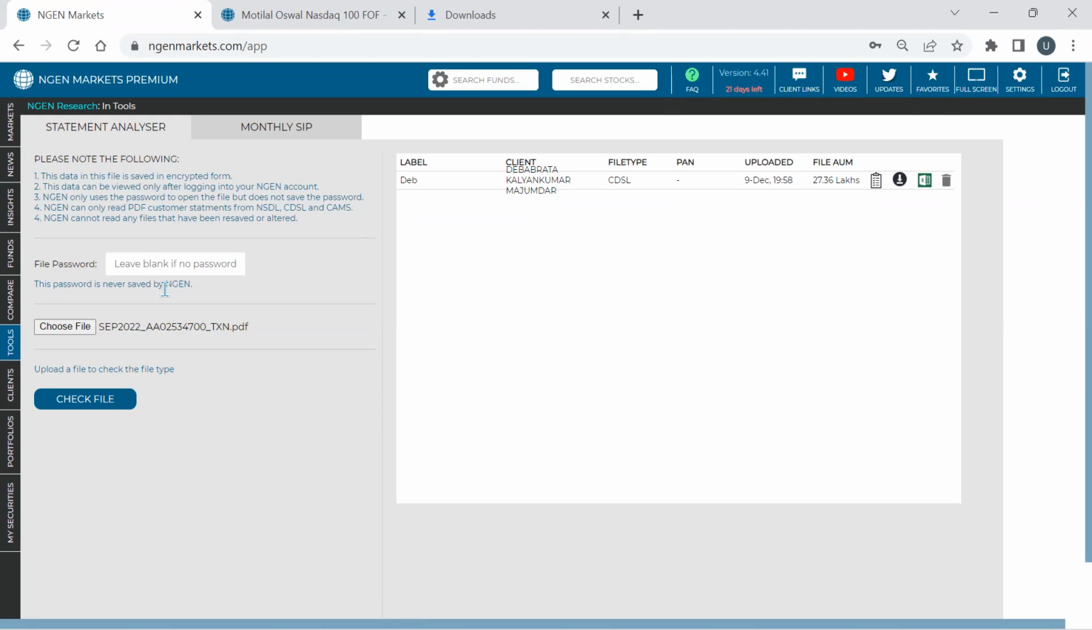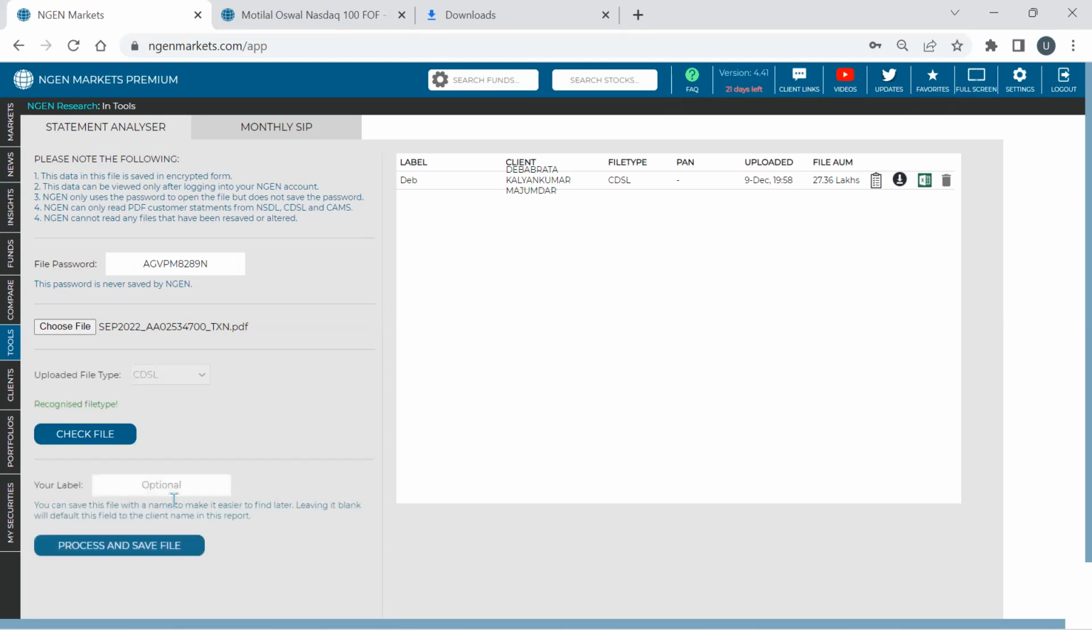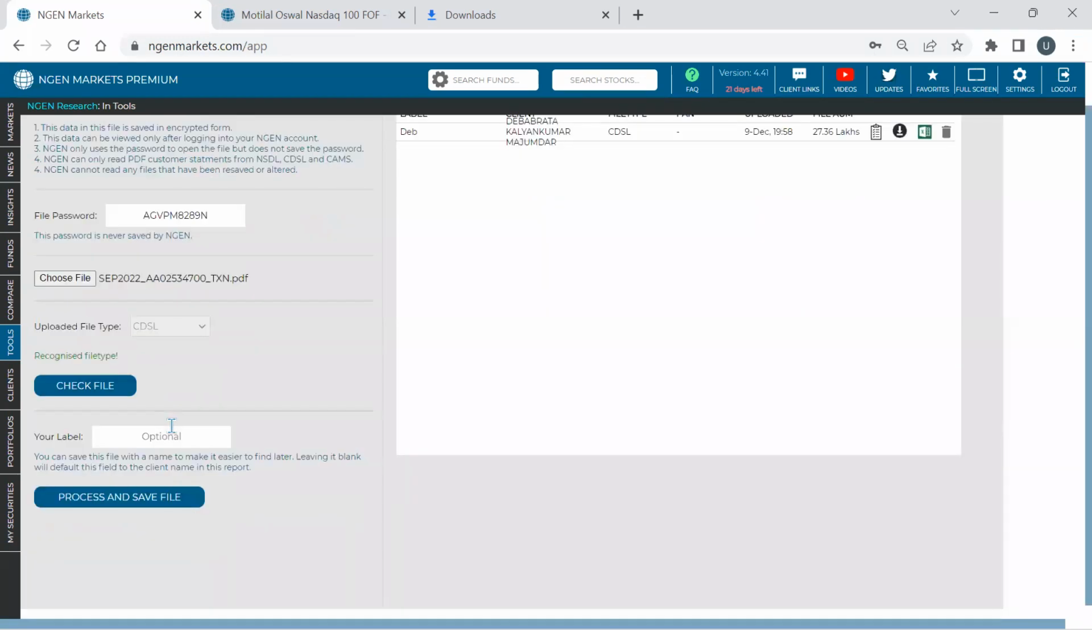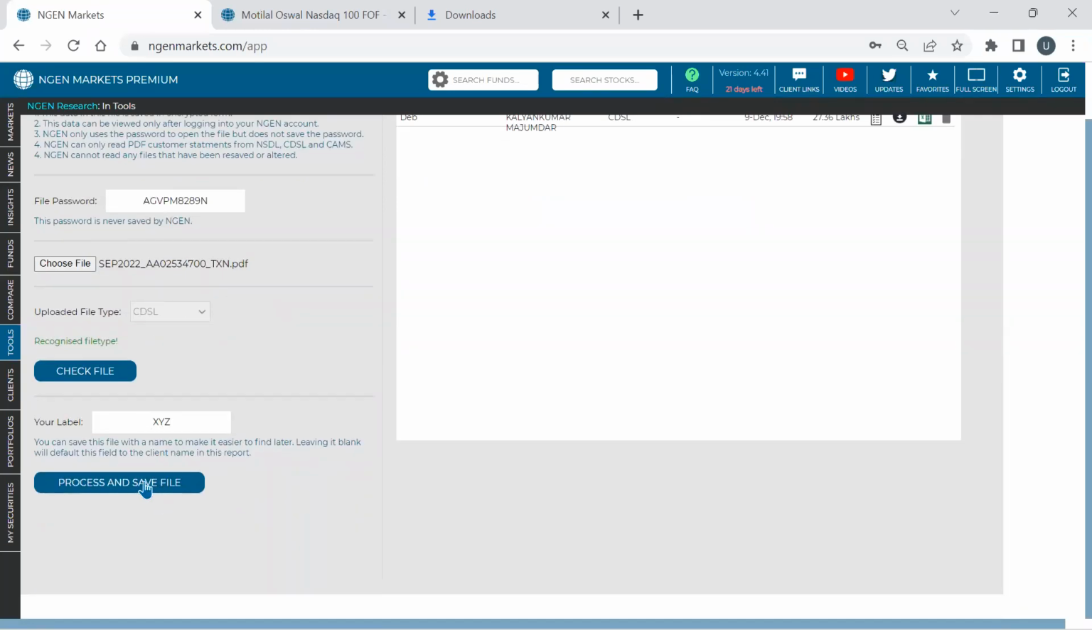the system will first check whether it's a NSDL, CDSL, or CAMS Carvey file. It will tell you, right? And once it does that, then you have another button which says, go ahead and load this. When you click that button, it can take about 15 to 20 seconds. So there it is. So it said, I've checked the file and it's a CDSL file. You can put a label on it. So if you have too many files, you might want to remember it with a name.